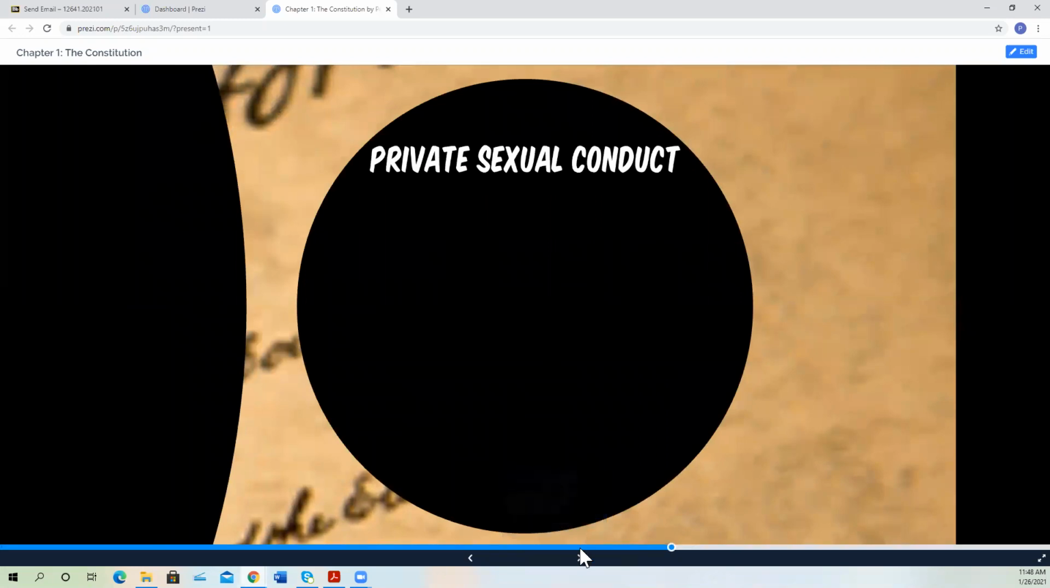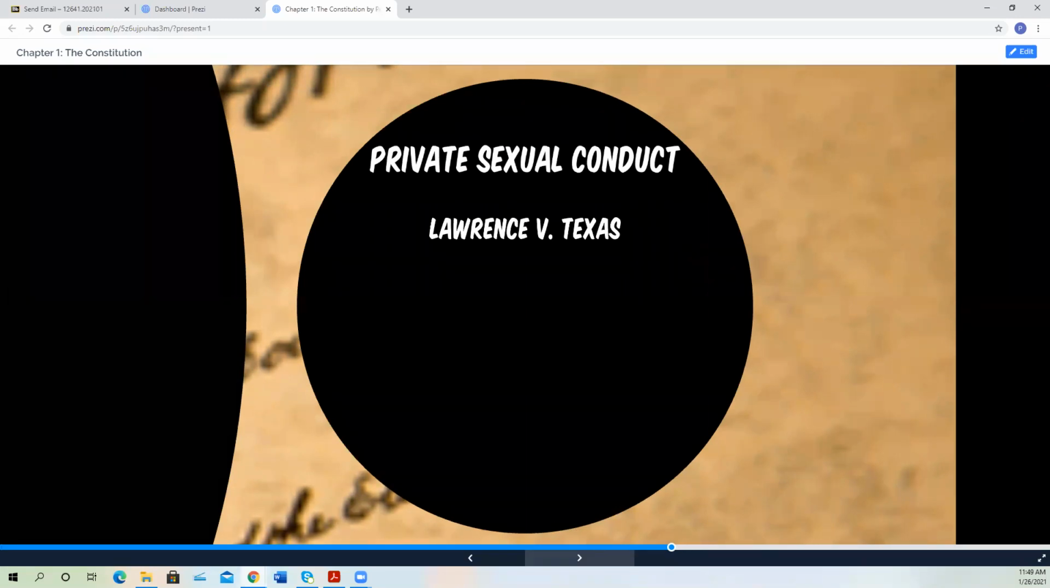And this can be shown in a case called Lawrence versus Texas. And in Lawrence versus Texas, the police responded to an apartment for an unrelated call. So when they get there, they find two men engaged in sexual activity. And in Texas at the time, Texas had a law that prohibited sodomy. So they charged the two men for violating that law, for engaging in sodomy.